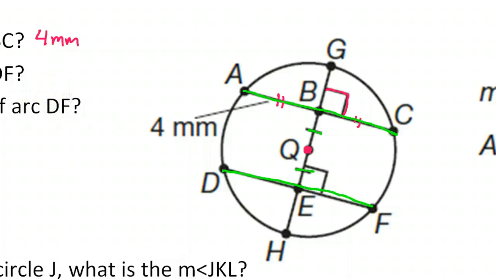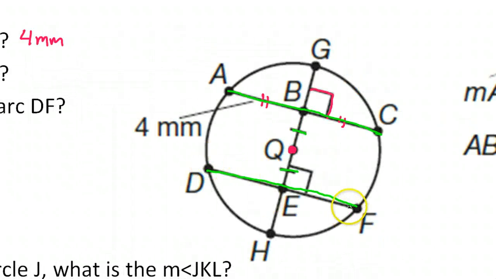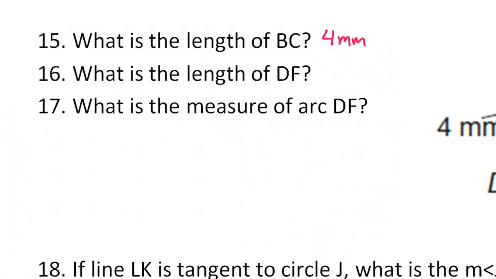So here, for number 16, we are being asked what is the length of DF. Well, the length of DF will be the same thing as the length of AC. And the length of AC is 4 millimeters on the left, and therefore 4 millimeters on the right. So guess what? That's a total of 8 millimeters. So that's going to be the length of DF.